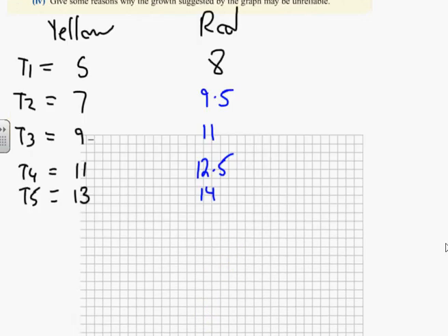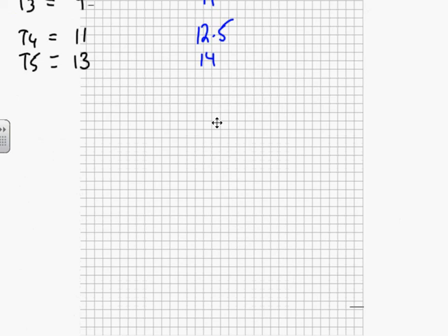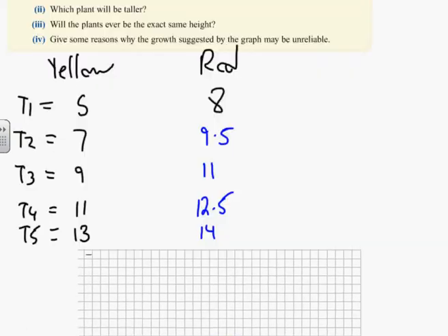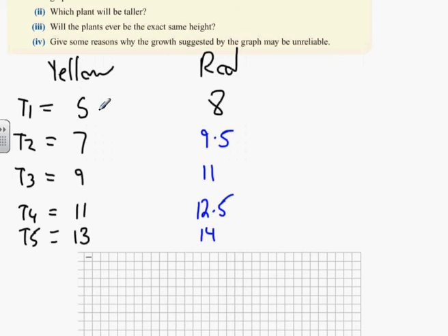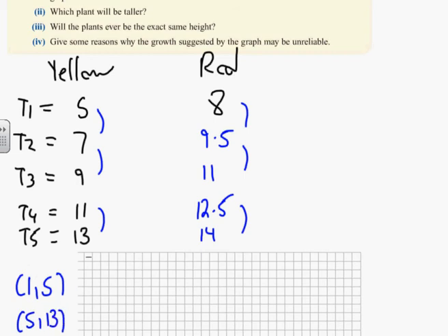Now, are both graphs straight lines? How do you know both graphs are straight lines? The gap is the same, okay? So, if the gap is the same, it means I can draw 2 points. I can draw the point 1, 5, 5, 13 for the yellow plant. And then for the red plant, I can draw 1, 8 and 5 what, guys? 5, 14. Can anybody explain to me what does 5, 14 mean? David, what does 5, 14 mean in terms of this question?